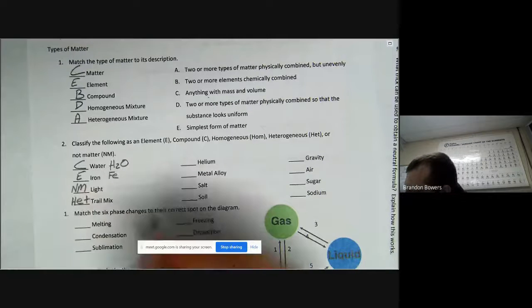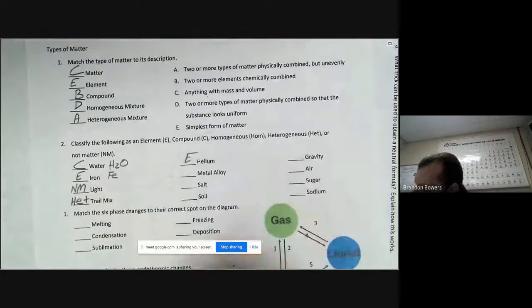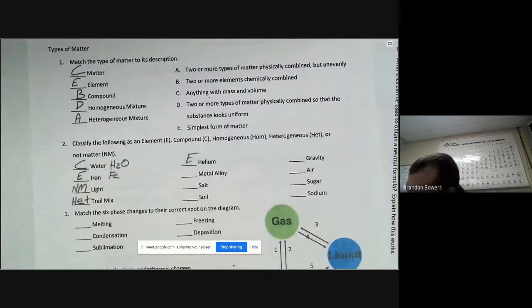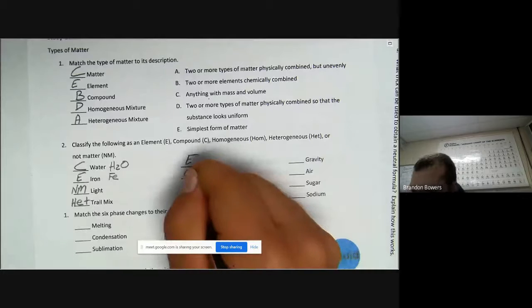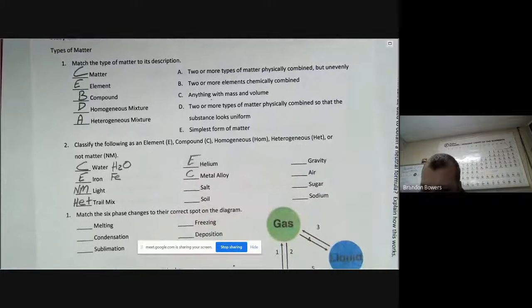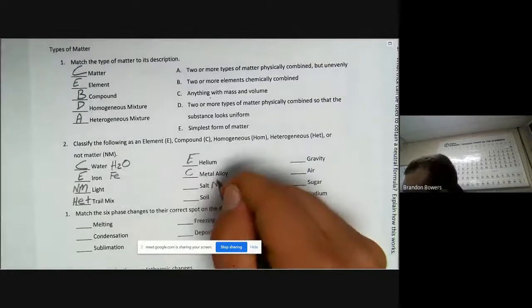Helium, that's an element. A metal alloy. That one's a little tricky because it's a combination of many different metals, which makes it a compound. Salt is NaCl, which is a compound.